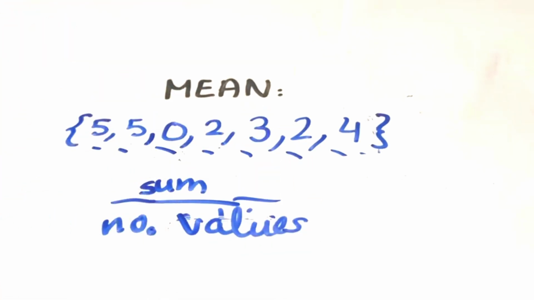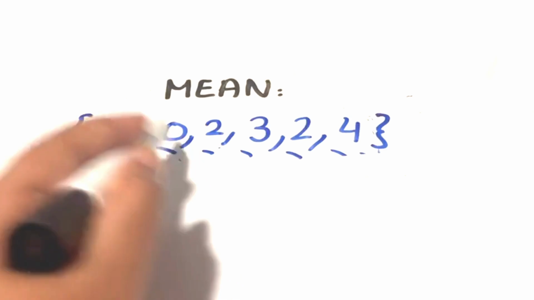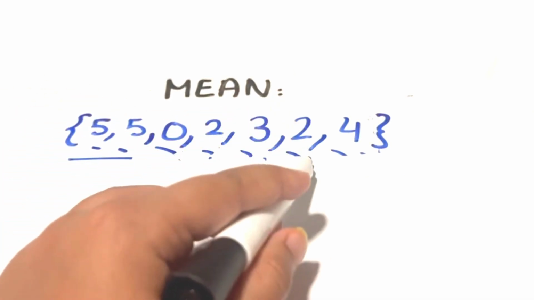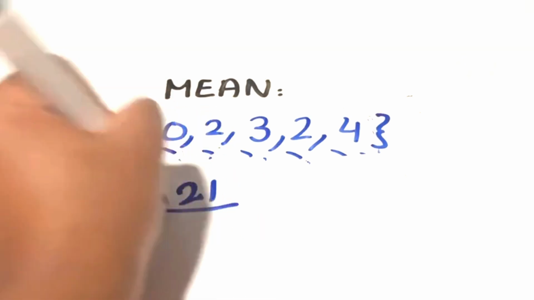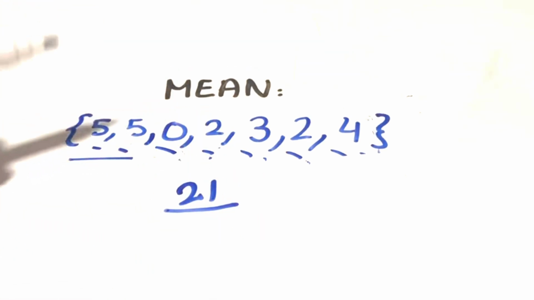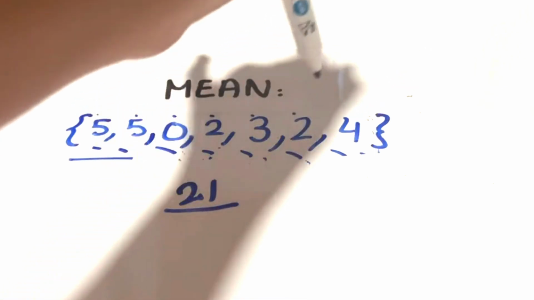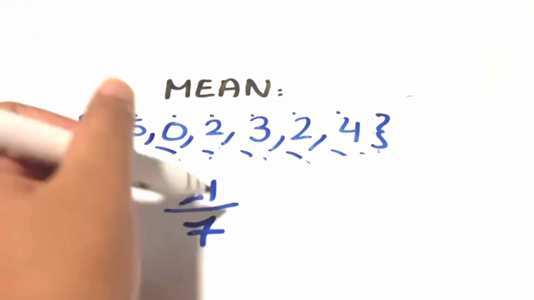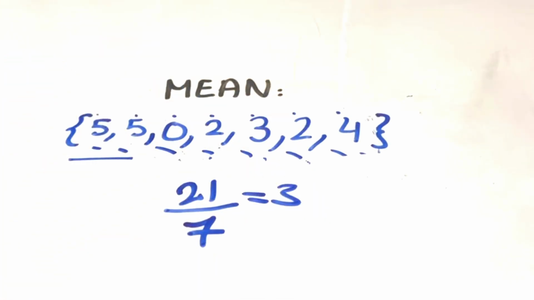Number of values. So the sum of this is going to be 10, and then you can skip over the 0, 2, 12, 3, 15, plus 2, 17, 17 plus 4 is 21. So the sum is going to be 21, and how many data values are there? There are 1, 2, 3, 4, 5, 6, 7. So we're going to divide this by 7. Now the mean of this is going to be 3 because 21 divided by 7 is 3.